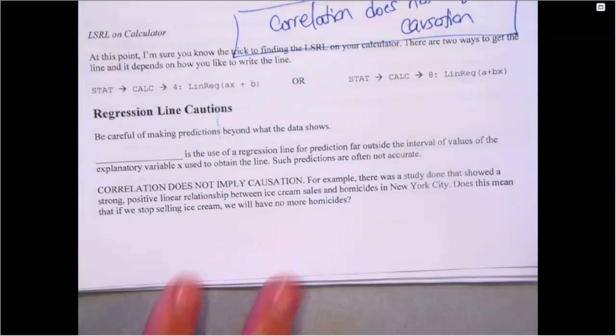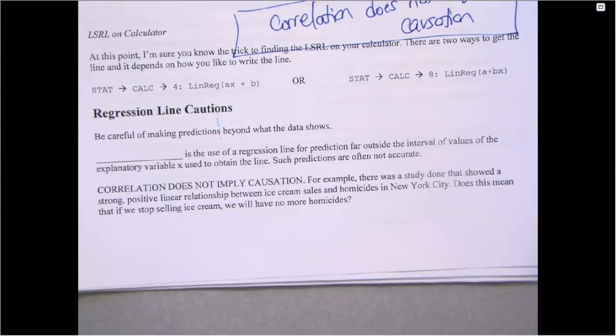So there's a strong positive linear relationship between ice cream sales and homicides in New York City. This one's better, I think, because it took me a minute to figure out what the actual cause was. So, ice creams are causing homicides? No. Yes? No. It'd be hilarious if it was.